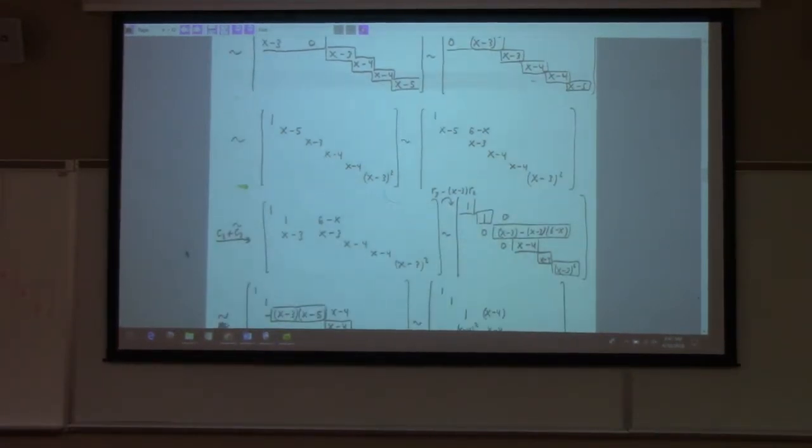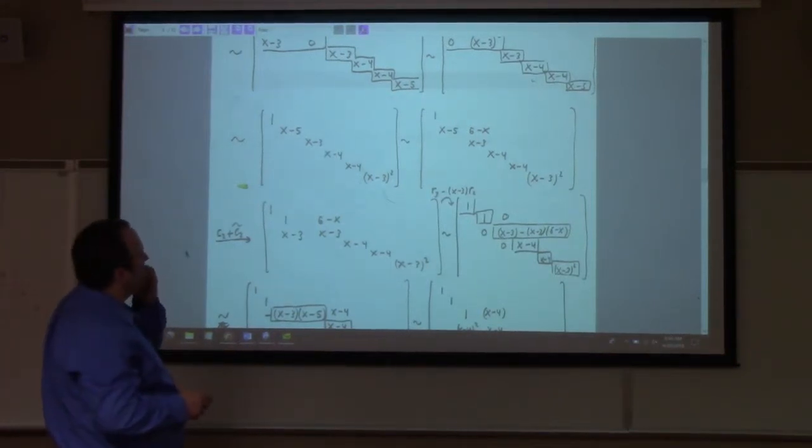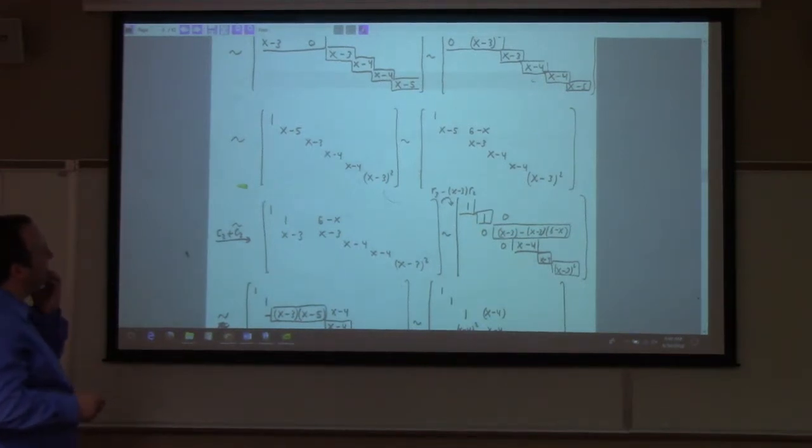And then I played the, let's see, what did I do next? I got a 6 minus x up here somehow. How did I do that? I don't remember how I did that. Somehow I did it. I've forgotten how I did that. How on earth did I do that? How did I get a 6 minus x there? Negative 2 times row 3 to row 2. Yeah. I'm sorry. Well, there's some kind of typo here.